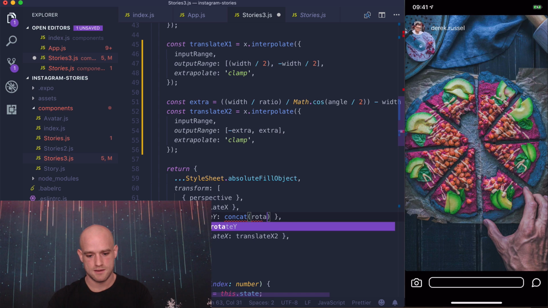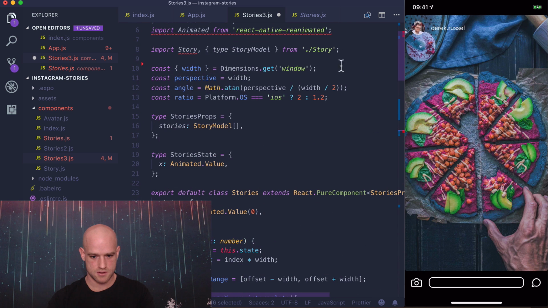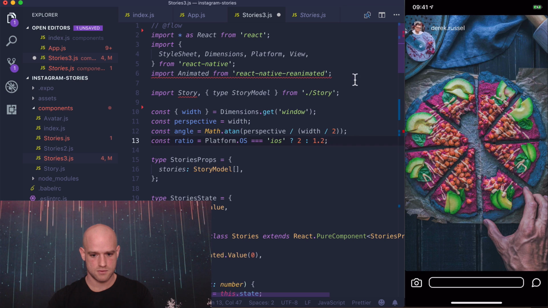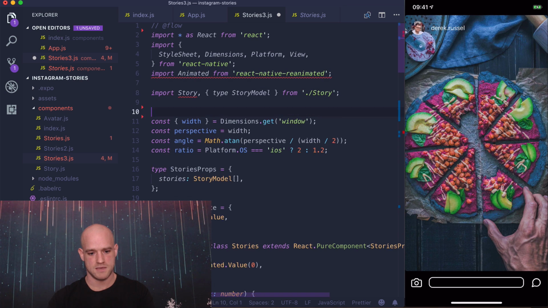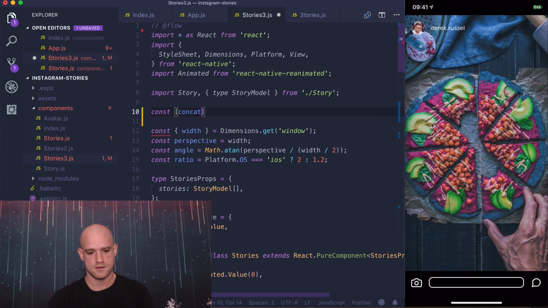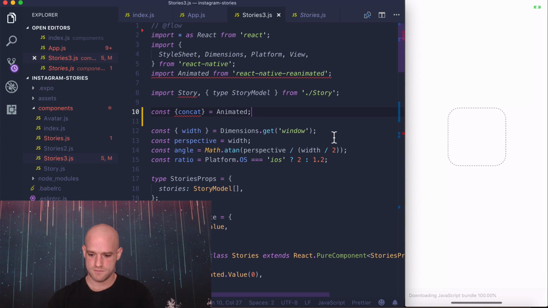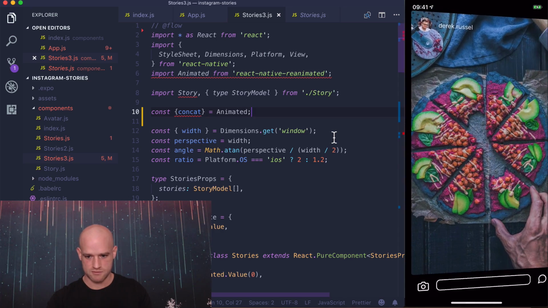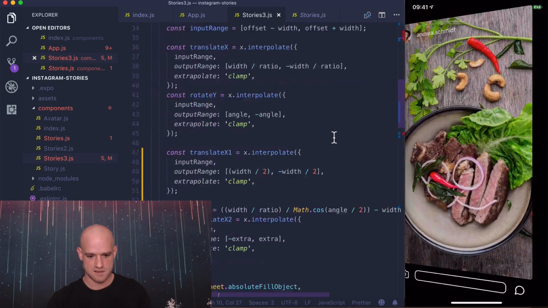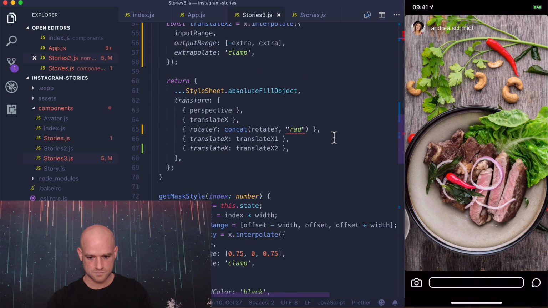And here in rotate Y, I can do concat. Rotate Y radiant, and concat is one of the functions available to us through Animated. So essentially, React Native Reanimated provides us with this complete language to declare complex animations on the native side. And so let's have a look. Okay, so works great. So we migrated to Reanimated. So that was easy.